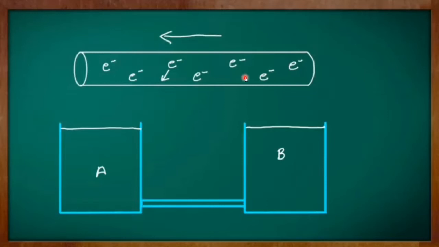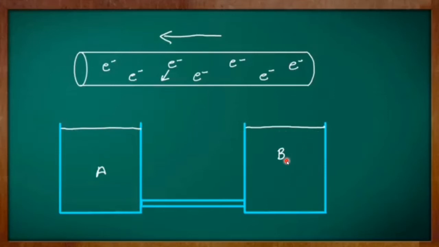Let us understand this situation by taking one example, children. Here I have got two beakers, say beaker A and beaker B, which are connected through a pipe. After that, let me fill both the beakers with the same amount of water.